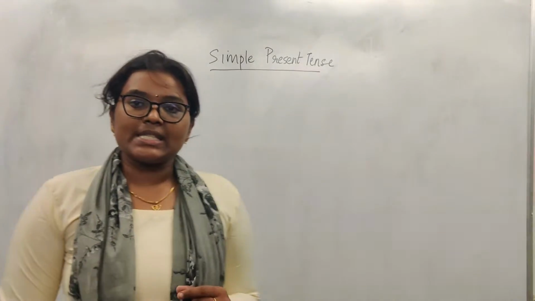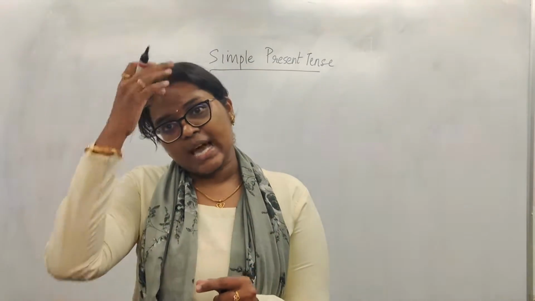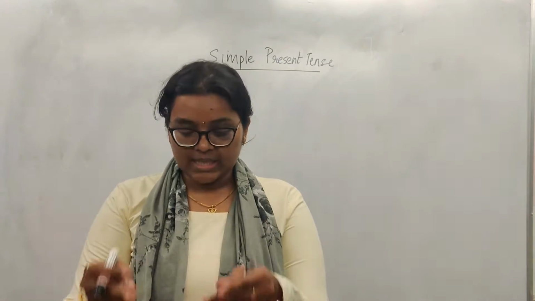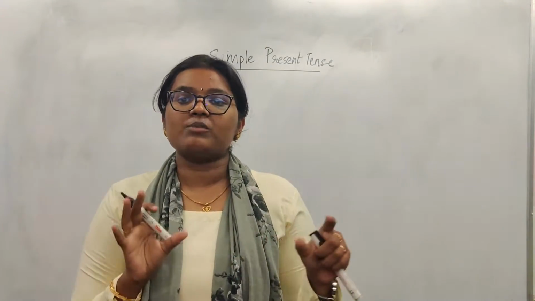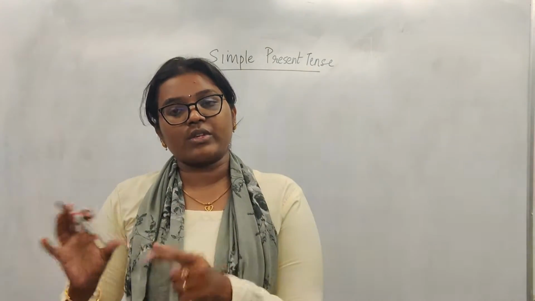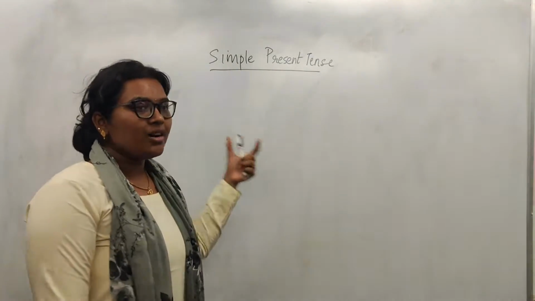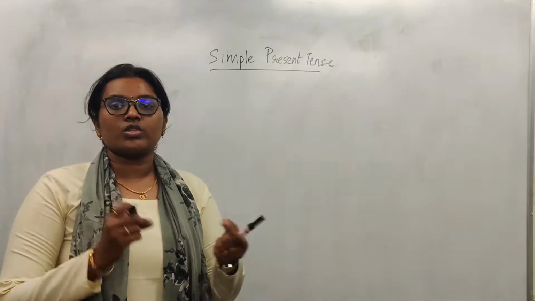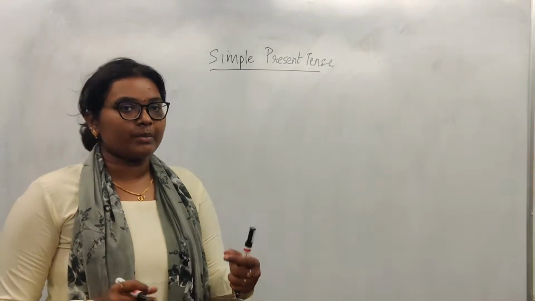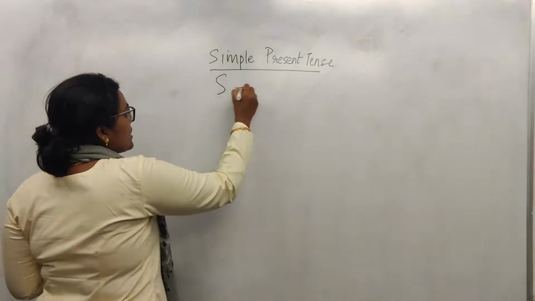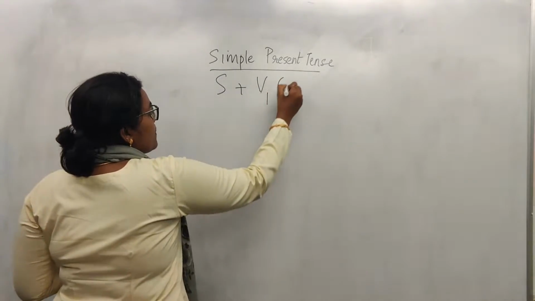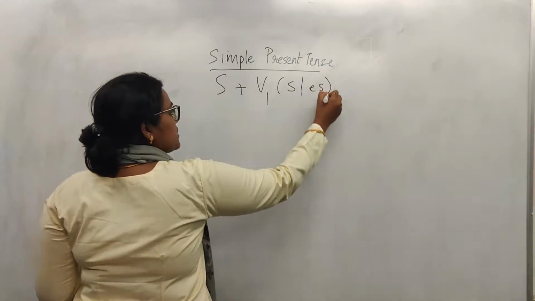When I say simple present tense, it is actually about something that's happening right now, or about some general habits. When we talk about general habits, we generally tend to use simple present tense. Now, how do we use simple present tense? What is the formula? It's nothing but subject plus V1 with or without the S.